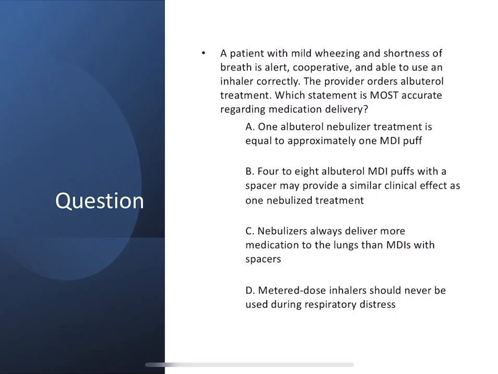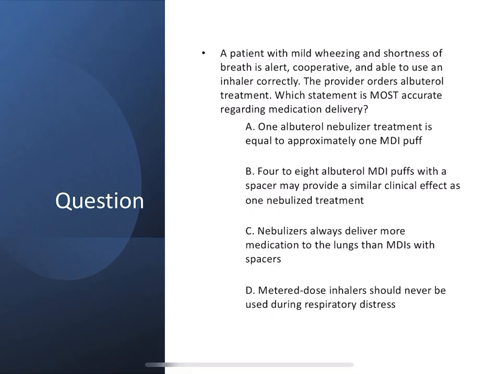And now, time to test your brains. A patient with mild wheezing and shortness of breath is alert, cooperative, and able to use an inhaler correctly. Provider orders albuterol treatment. Which statement is most accurate regarding medication delivery? A. One puff of the MDI is equal to a nebulized treatment. B. 4 to 8 puffs of an MDI is equivalent to a nebulized treatment. C. Nebulizers always deliver more medication to the lungs than MDIs with spacers. And D. Metered dose inhalers should never be used during respiratory distress.